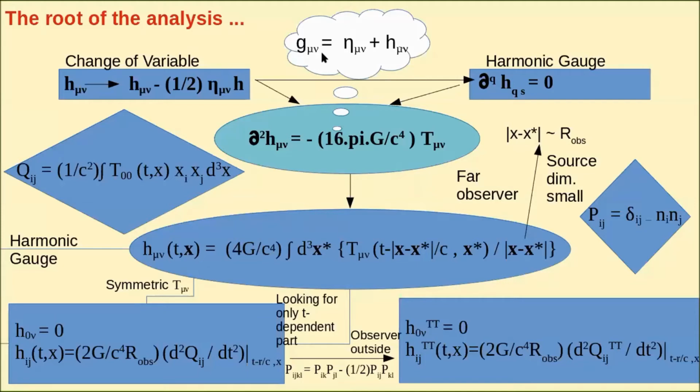So by this g mu nu, we can calculate the Christoffel symbols, the Ricci tensor, the Ricci scalar, and using the Einstein equation, we get something. Thereby, the change of variable like this, where h is the trace of this metric, and using the harmonic gauge, we get this equation: del square h mu nu equals -16 pi G by c to the power 4 T mu nu, where T mu nu is the energy momentum tensor of the source from where the gravitational wave is observed.